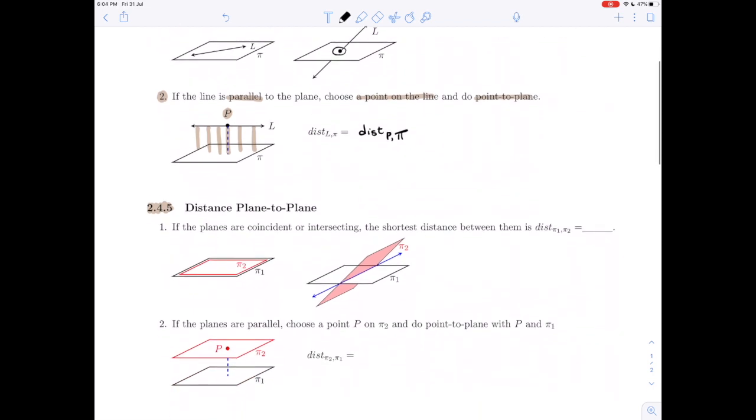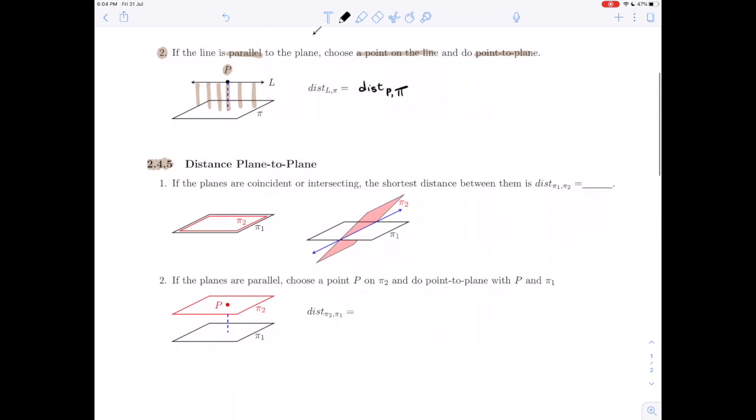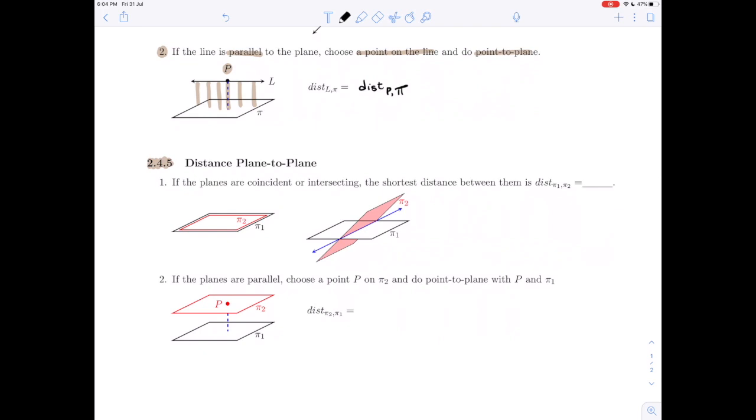Now what about the distance from plane to plane, or the distance between planes? Again, two categories to think about here. The first, if the planes are coincident or if they are intersecting, is the same first type of situation that we had above. The distance between those two planes is then 0, or the minimum distance between them is 0.